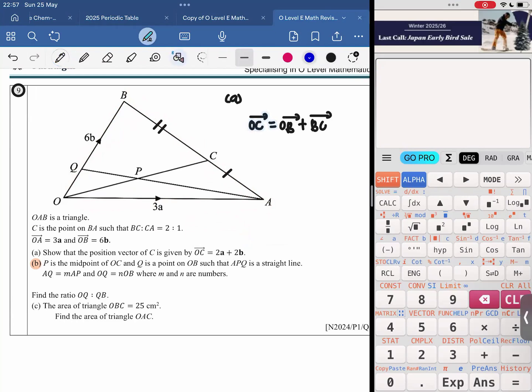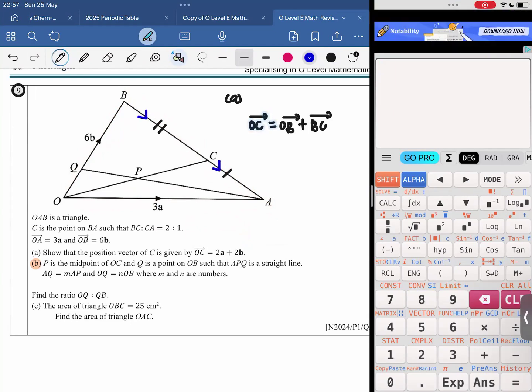You have to put the arrow here. So I put a down arrow and a down arrow here. So then I can see this one. When we try to find that, maybe I find my BA first. To find my BA, it is actually BO. So BO is negative 6B. Then OA will be 3A from here.